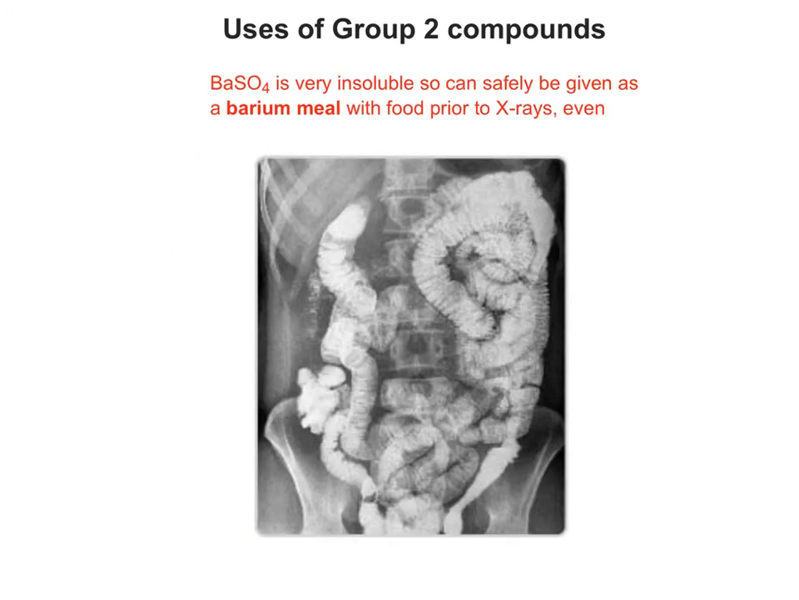Another interesting use of group 2 compounds is barium sulfate. It's a very, very insoluble compound, so it's often given prior to x-rays with food, so that when you have the x-ray done, it shows up as a brilliant white colour. So you can see obviously an x-ray of someone's digestive tract. So even though barium 2+ ions are highly toxic, if the barium sulfate is insoluble, they're not going to be released into the bloodstream. So the patient is actually safe.